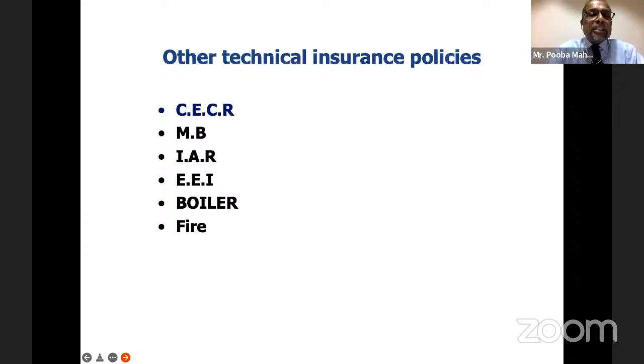Then you have other policies like machinery breakdown, MB, industrial all risk, IAR, electronic equipment insurance, boiler insurance, fire insurance. So there's a whole range of insurance products which are technical in nature. CAR stands for contractor all risk.